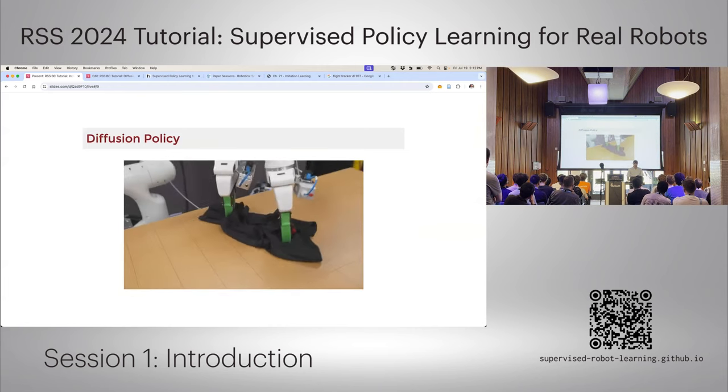Hey, so I was wondering, where does classical control fit in this picture? Do you see it as some low-level skill where you still use MPC and things like that? I was wondering, because now it's mainly on these large models, but classical control should still be very valuable. Yep, that's a great question.